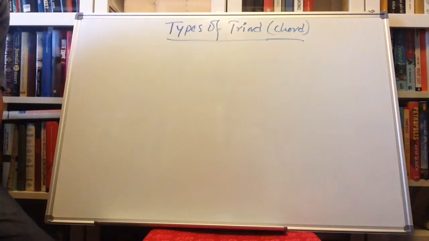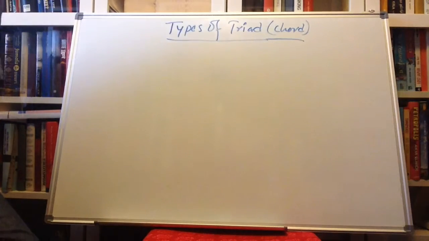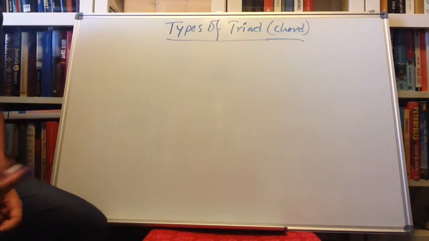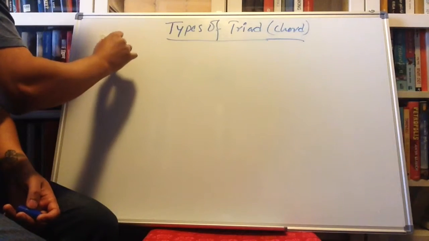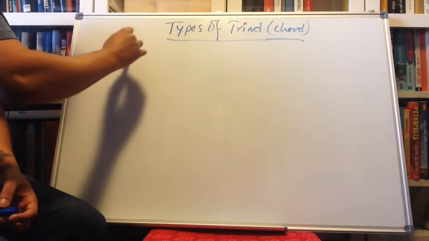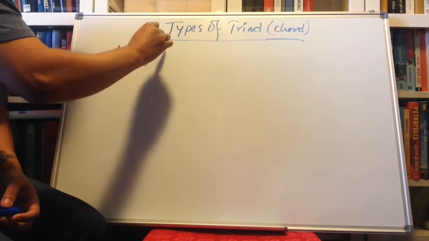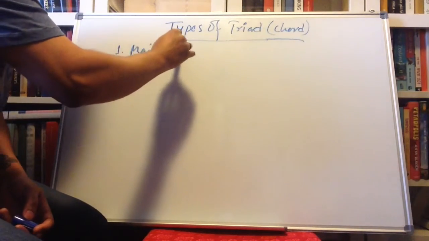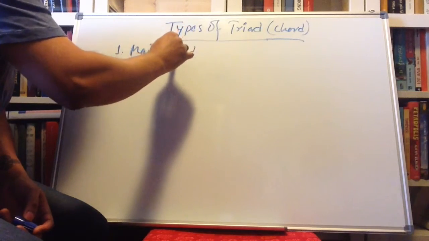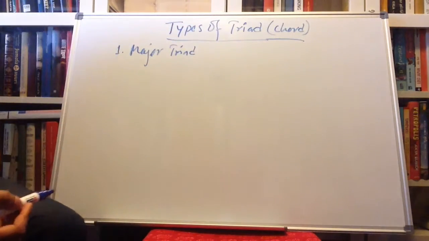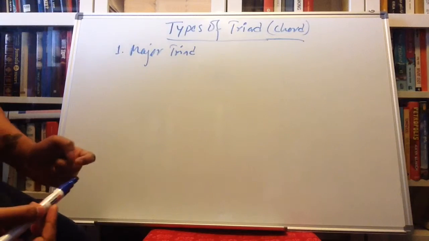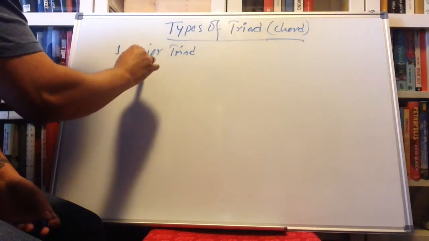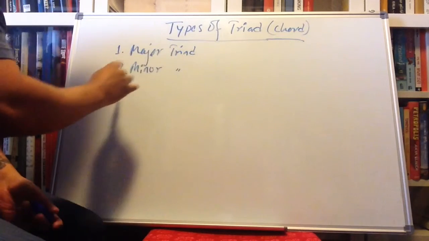There are actually four types of triads. I will write it here. The first one is the major triad, or major chord. Because we are only focusing on chords with three notes, we call it a triad. And the second one is the minor triad.